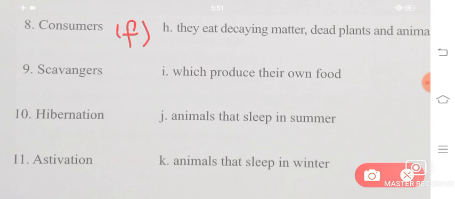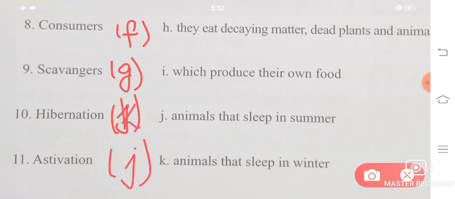Next, number 9, scavengers, which feed on dead and injured animals, that is G. Number 10, hibernation, animals that sleep in winter, that is J. And the last is estivation, animals that sleep in summer. Sorry, this is K and this is your J.